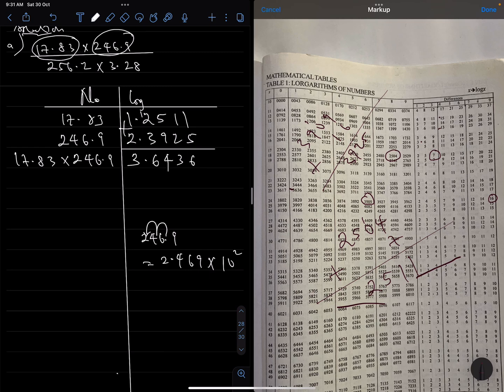So we don't need this one, right? We are done with the numerator. Now to the denominator. What's the denominator? That's 256.2. Exactly. And what do you do? 2.562, if I write that, times 10 raised to power 2. So that means the characteristic is 2, and I'll check 25 under 6, difference 2.